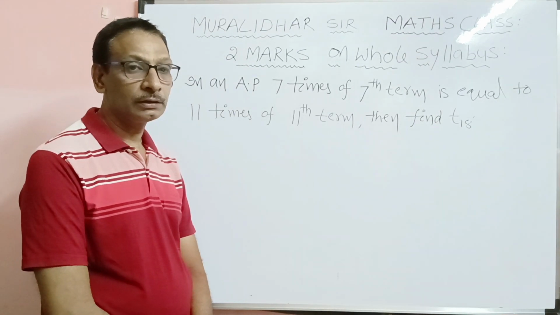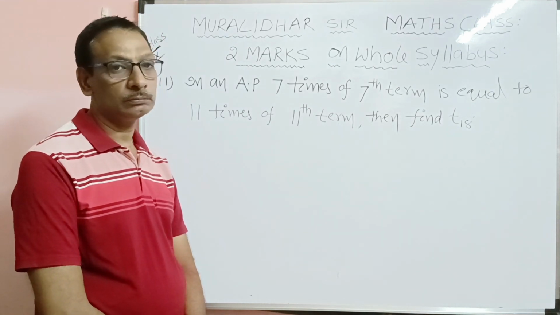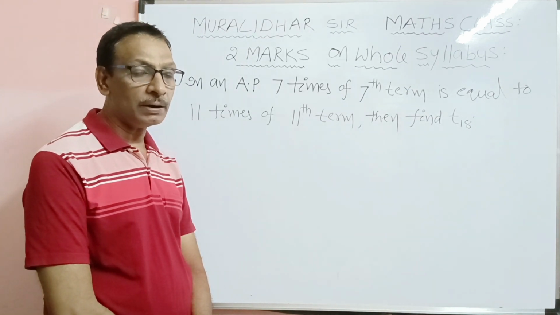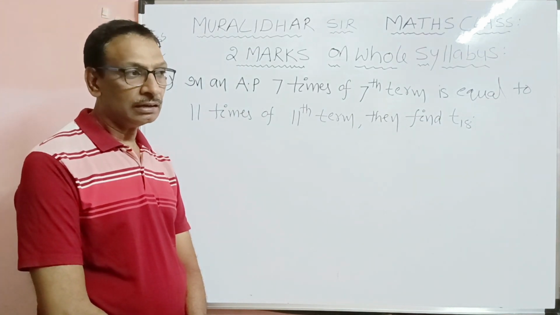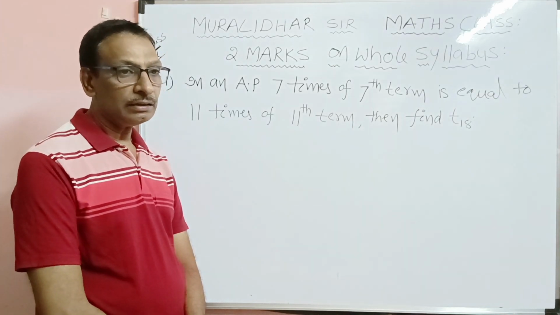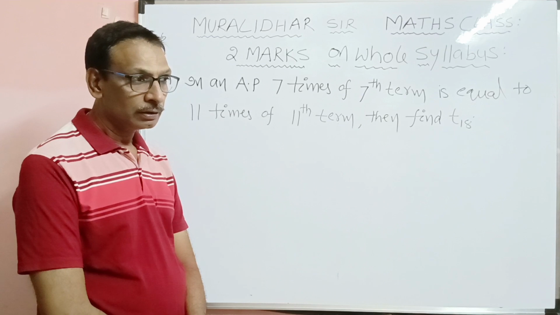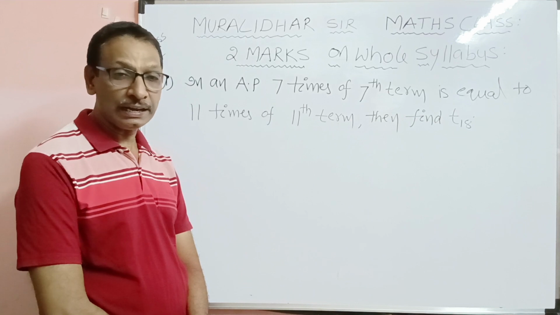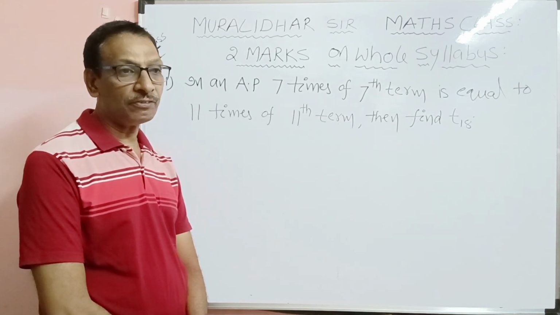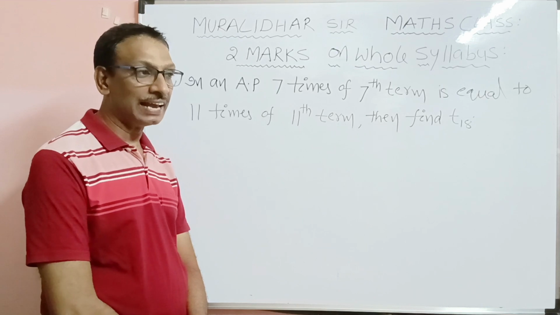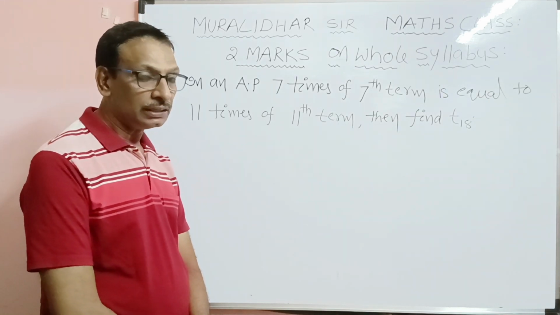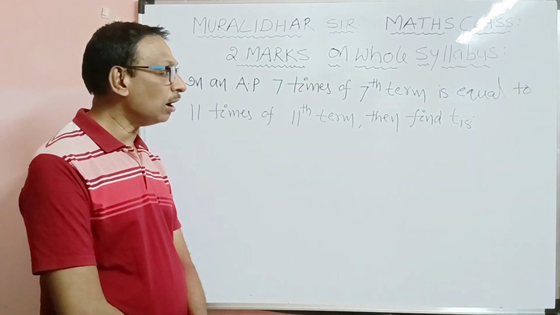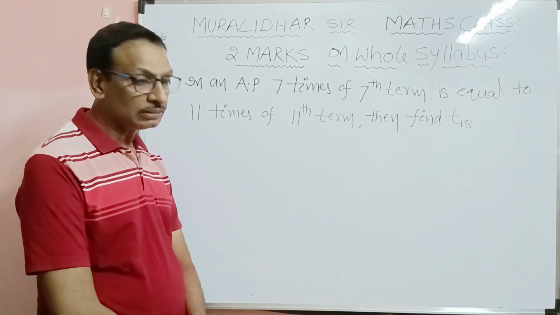In an AP, a is the first term and d is the common difference. The 7th term is in the form of a plus 6d and the 11th term is a plus 10d. The general term of an AP is a plus n minus 1 into d. With the help of the general term, we are calculating the value of the 7th term and 11th term.